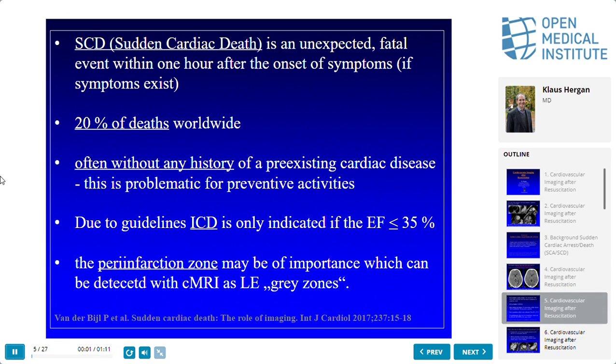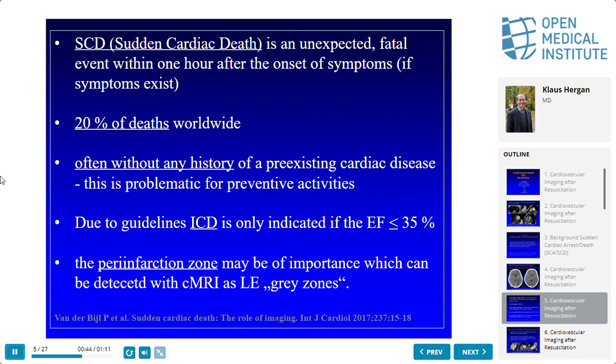But sudden cardiac death is a very frequent disease. It makes around 20% of all deaths worldwide. Very often it is without any history of a pre-existing cardiac disease, and this is why it's very problematic for preventive activities, because you don't know what to do, and most of those patients have no prior diseases. According to the cardiac guidelines, implantation of an ICD is only indicated if the ejection fraction is less than 35%, and this is the only indication for that.